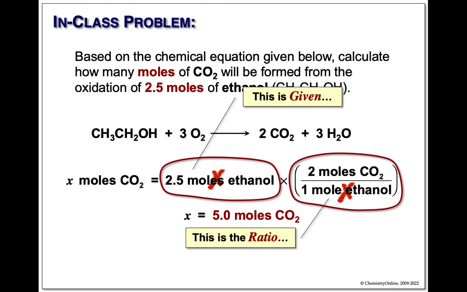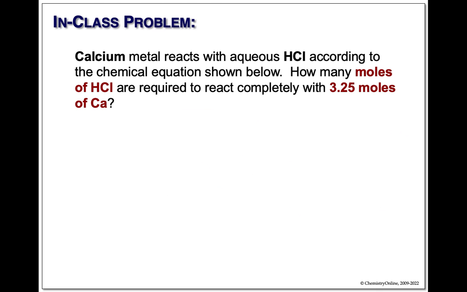Well, let's look at another one. Calcium with HCl gives calcium chloride and hydrogen gas. First thing you do is make sure the equation is balanced. 1 calcium, 2 hydrogens, 2 chlorines. Yep, we're balanced. We're looking for how many moles of HCl. That's this guy. And we have 3.25 moles of calcium. That's this guy. So, how many moles are required?